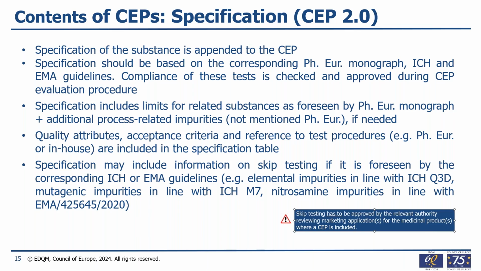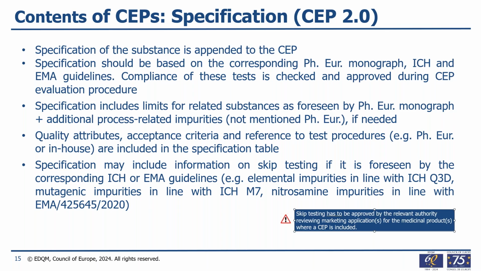As you know, in the context of CEP 2.0, now the specification of the substance is appended to the CEP. Specification should be based on the corresponding EP monograph, ICH and EMA guidelines, and the compliance with these tests is checked and approved during the CEP evaluation procedure. Specification should include the limits of the related substances and other limits which are foreseen by the EP monograph, plus additional tests and limits which are required, for example additional in-house process-related impurities which are not mentioned in the transparency statement of the monograph, if needed.